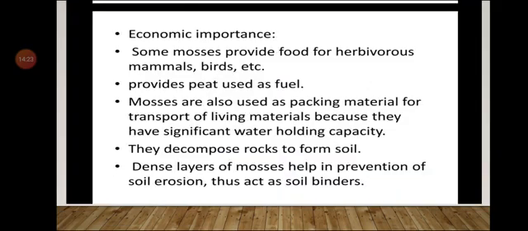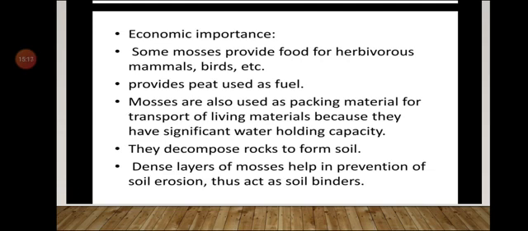Next, we will move to the economic importance of bryophytes. Some of the mosses provide food for herbivorous mammals, birds, etc. Bryophytes provide peat that is used as fuel. Mosses are also used as packaging material for transport of living materials, because they have significant water holding capacity. They can hold a large amount of water in them.